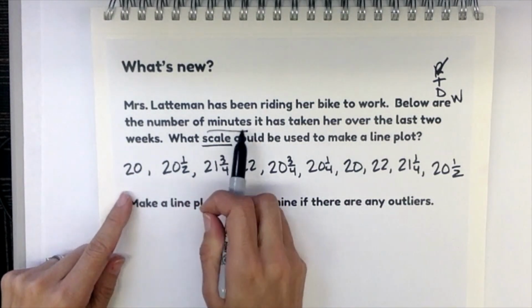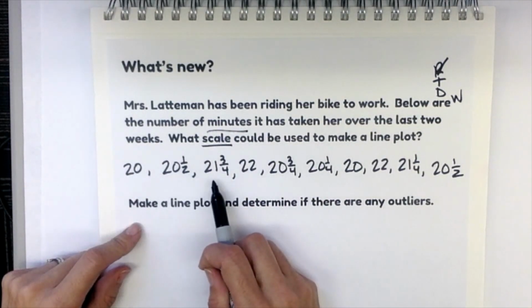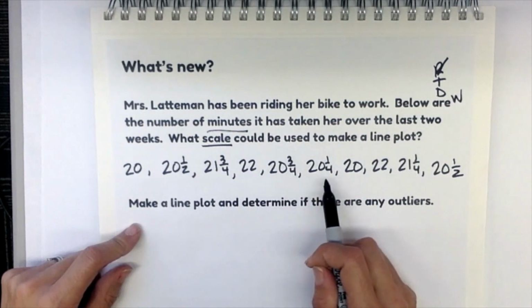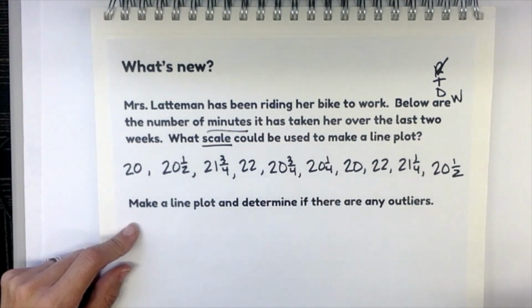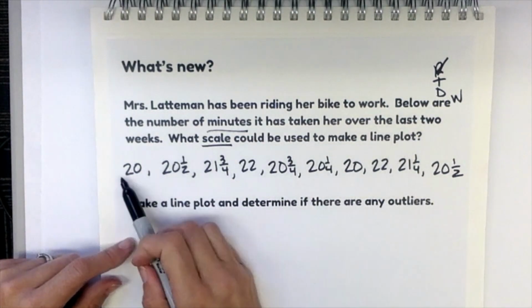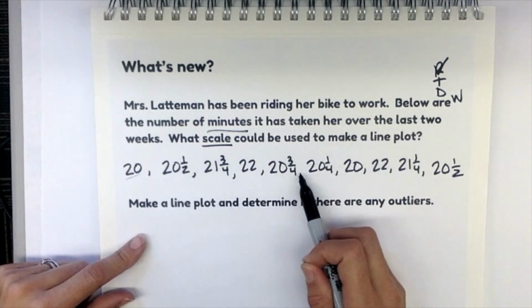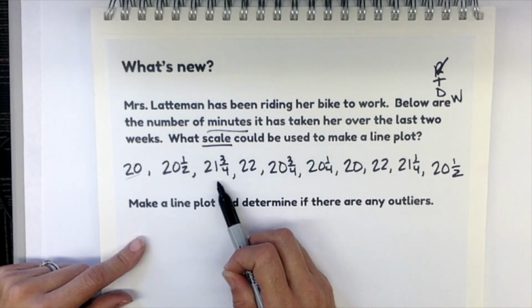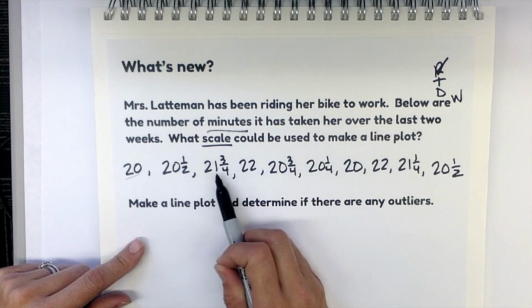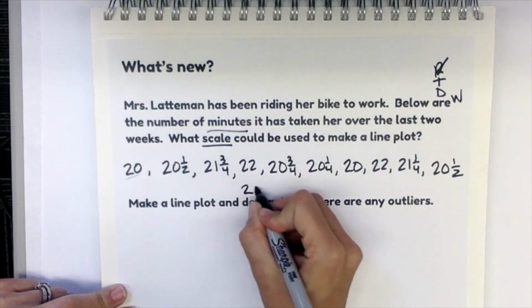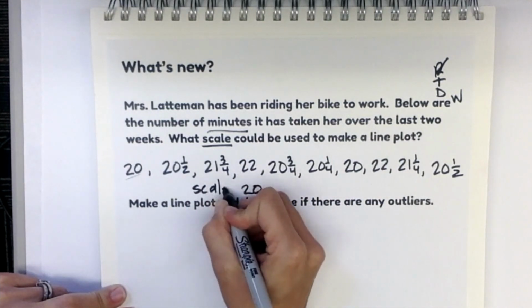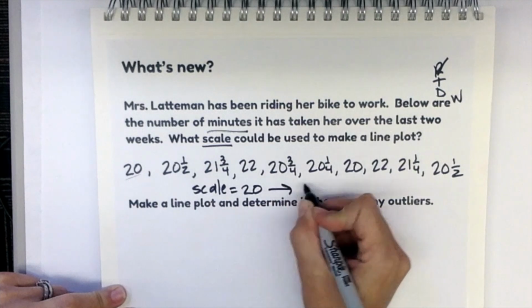So these are minutes. 20, 20 and a half, 20 and 21 and 3/4, 22, 20 and 3/4, 20 and a fourth, 20, 22, 21 and a fourth, and 20 and a half. So it looks like our smallest number might be 20. And it looks like our largest number, we got 21 and 3/4. It might be 21 and 3/4 looks like. Okay, so maybe we should make it 22. So let's do our scale. Scale equals 20 to 22.